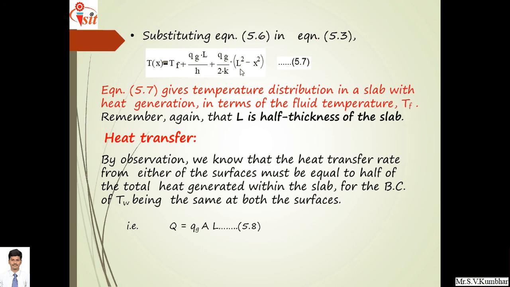Now heat transfer, we know that the heat transfer rate from either of the surfaces must be equal to half of the total heat generated within the slab, for the boundary condition of Tw being the same at both surfaces. That is Q is equal to qg A into L. Here we complete the first part of the derivation.